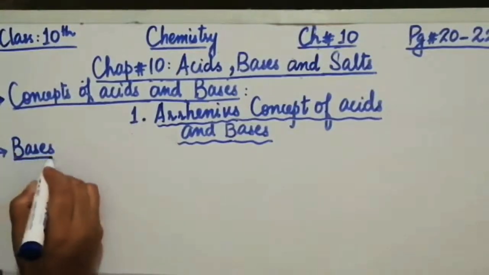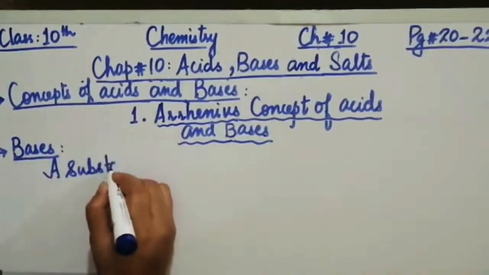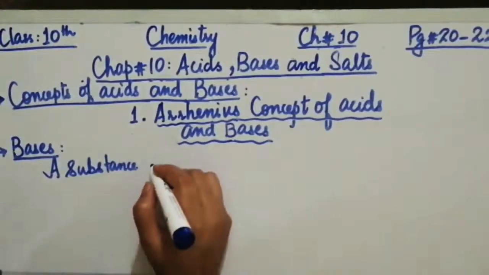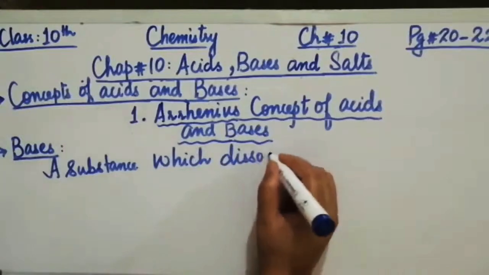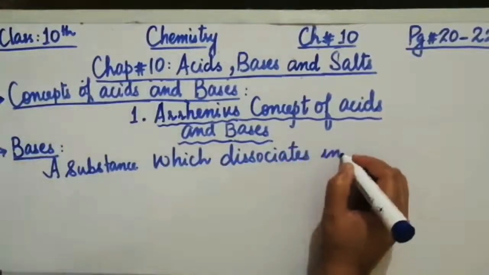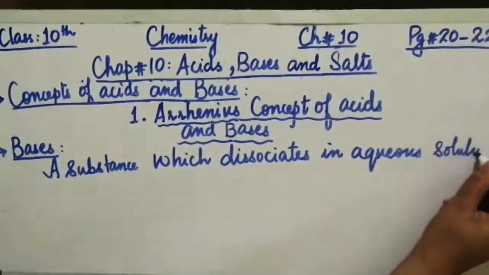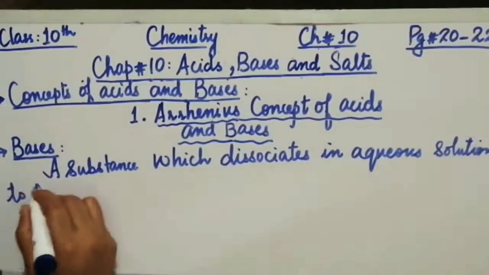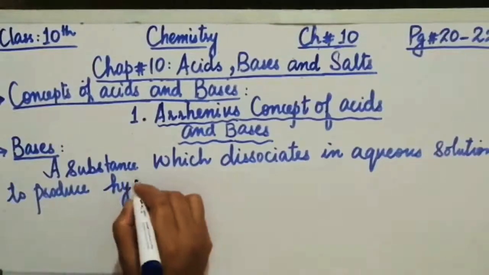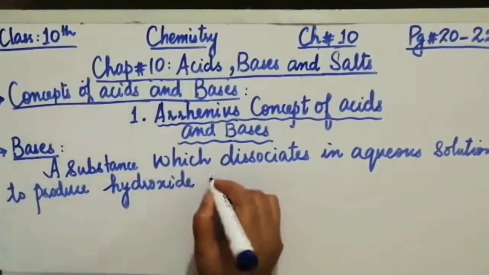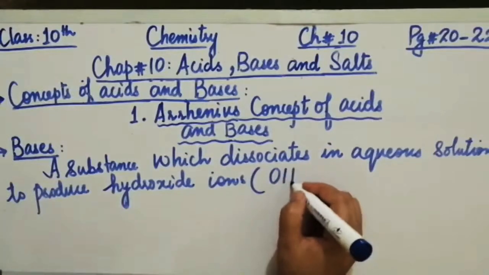So what are bases according to Arrhenius? A base is a substance which dissociates in aqueous solution, or the watery solution, to produce hydroxide ions, and these ions can be represented in the form of the symbol OH-.